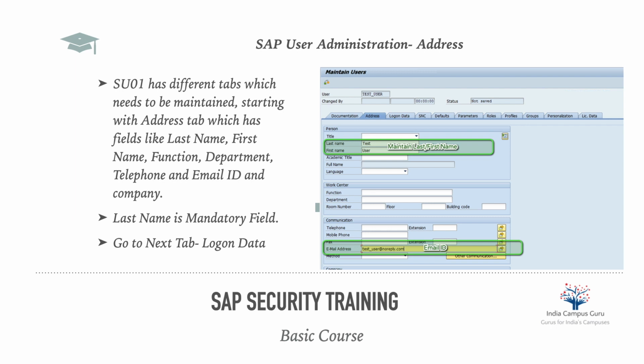The next mandatory field you should maintain is the email ID. There are telephone number and other fields too, which you can maintain if you need those details for the user. But again, the mandatory fields would be last name, first name, and the email ID here. So you maintain those details and then you go to logon data.